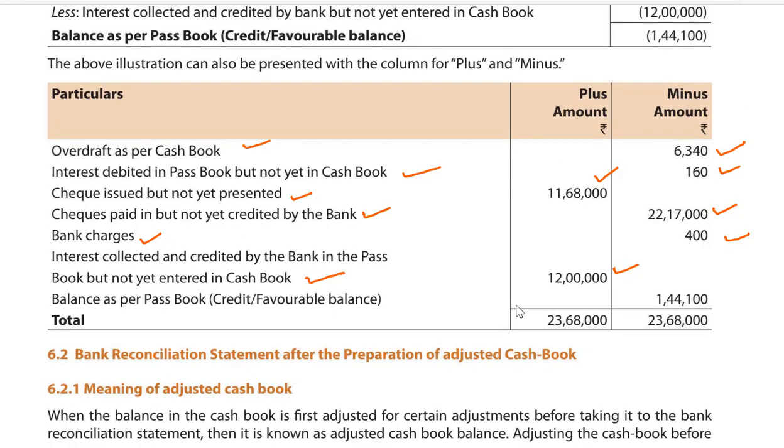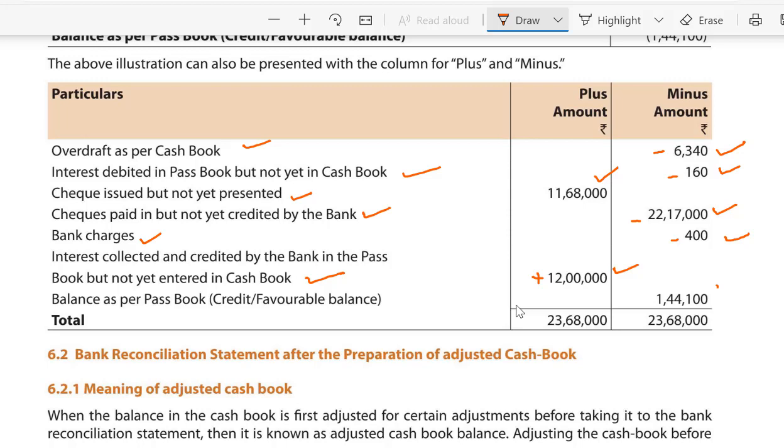So we had added the plus column, 23,68,000, then deducted these four items. So 11,68,000 plus 12 lakhs minus 6340 minus 160 minus 22,17,000 minus 400. The balance as per passbook is 1,44,100 and it is in minus. That means balance as per passbook is a credit balance, that is a favorable balance. I believe you understood till here.